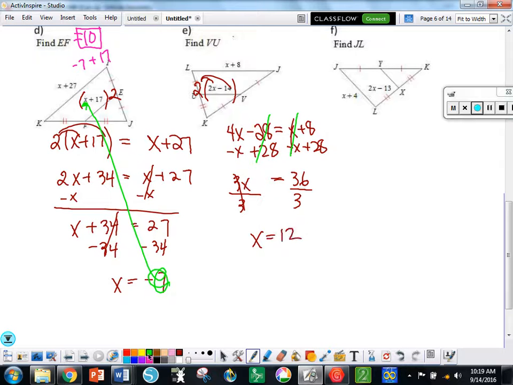But again, that's not the goal. The goal here is to take that and plug it into which one? VU. And when I plug it into VU, I ignore that 2 on the outside. I only look at what VU was initially. So 2 times 12 minus 14 is 10 again.